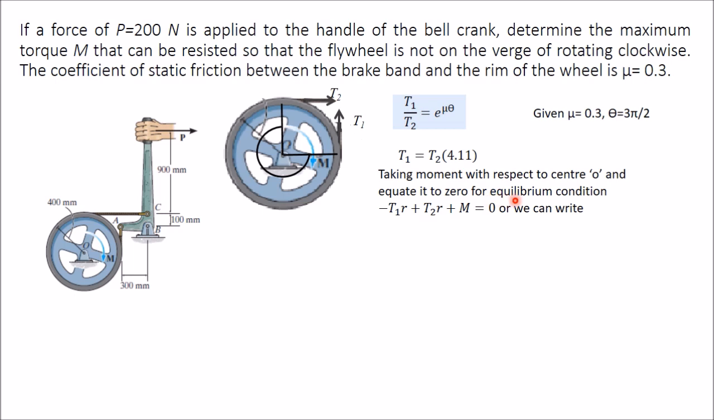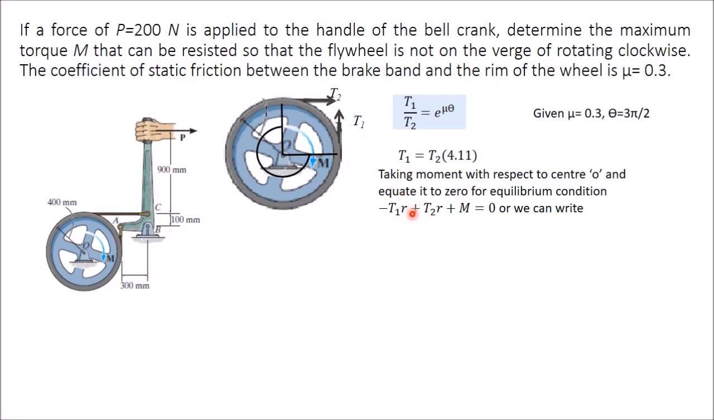Now equate it to 0 for equilibrium condition. We know that for equilibrium condition, the moment with respect to any point of all the forces should be 0. So I am taking moment with respect to O and equating it to 0. Now there are two forces, T1 and T2, and one moment. All these three you have to take. I will be taking anti-clockwise moment as negative and clockwise moment as positive.